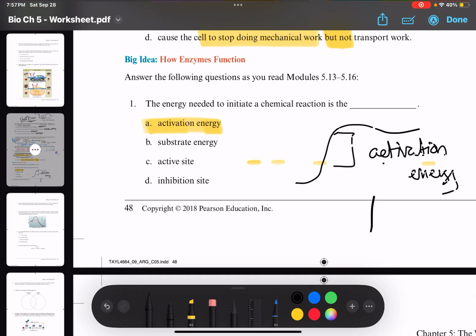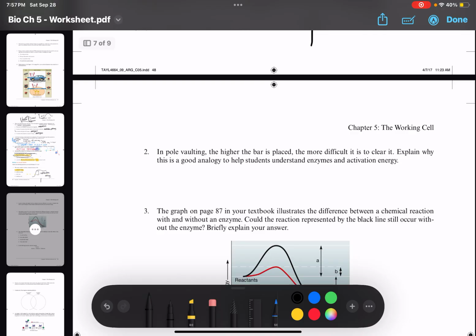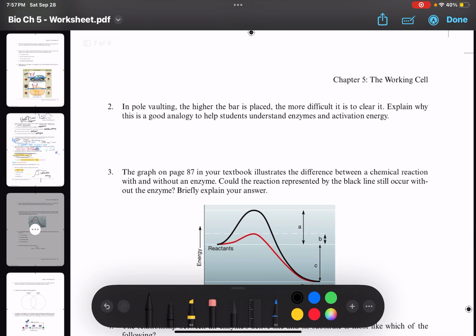All right. Let's go to the next question. This was a pretty simple one. In pole vaulting, a higher bar is placed and it is more difficult to clear. Explain why this is a good analogy to help students understand enzymes and activation energy.